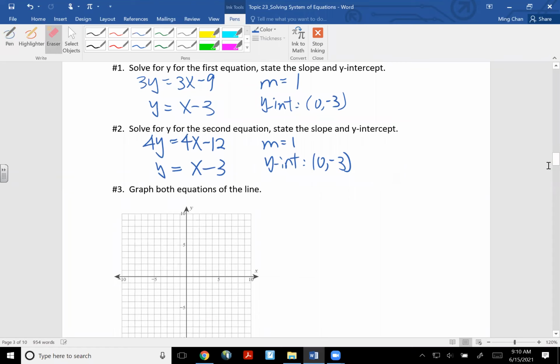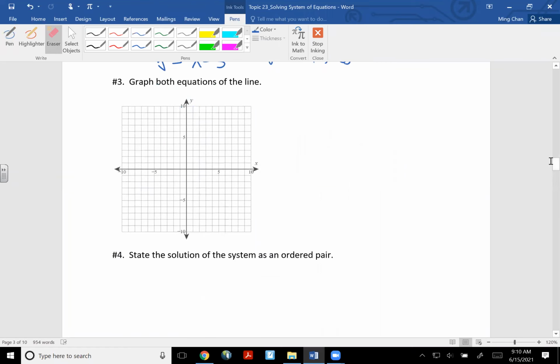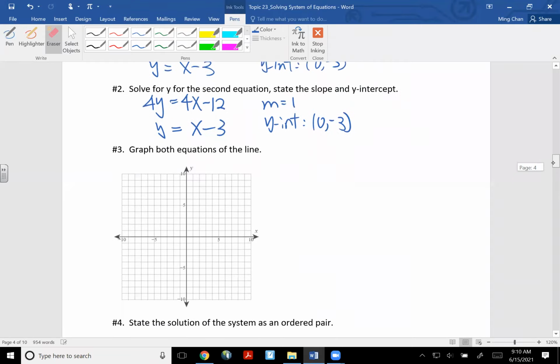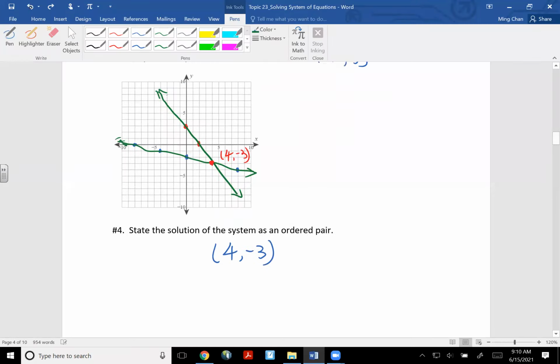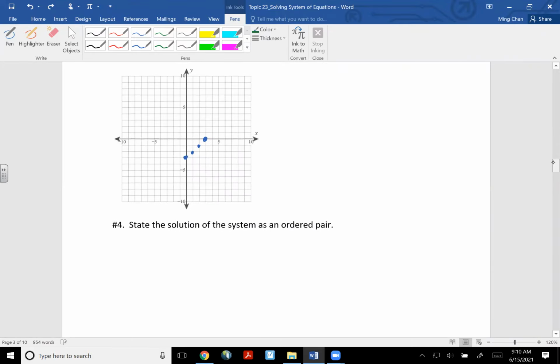So these two lines are exactly the same. This will be 0, negative 3. Up 1 to the right 1, up 1 to the right 1, up 1 to the right 1. So I will end up plotting exactly the same points. So technically, these two lines are exactly the same line. So if it's the same line, what's my solution? Infinite number of solutions.